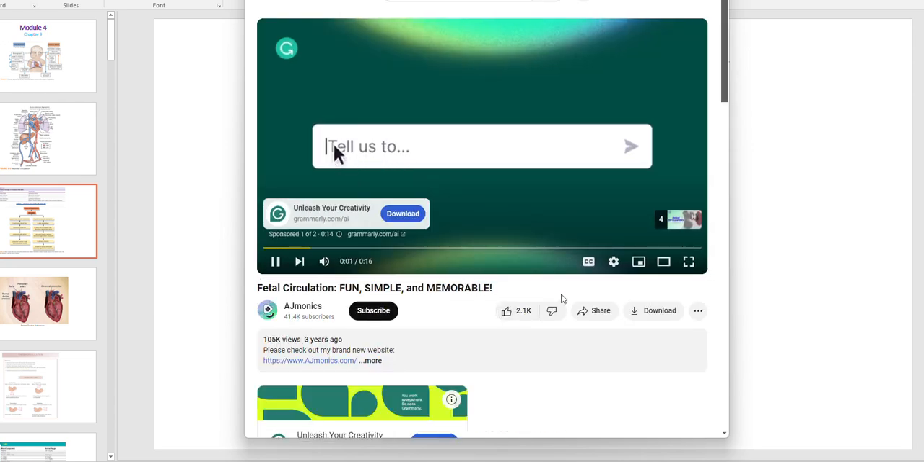Starting with a blank page can be overwhelming. Grammarly gives you a head start. Simply type a prompt.